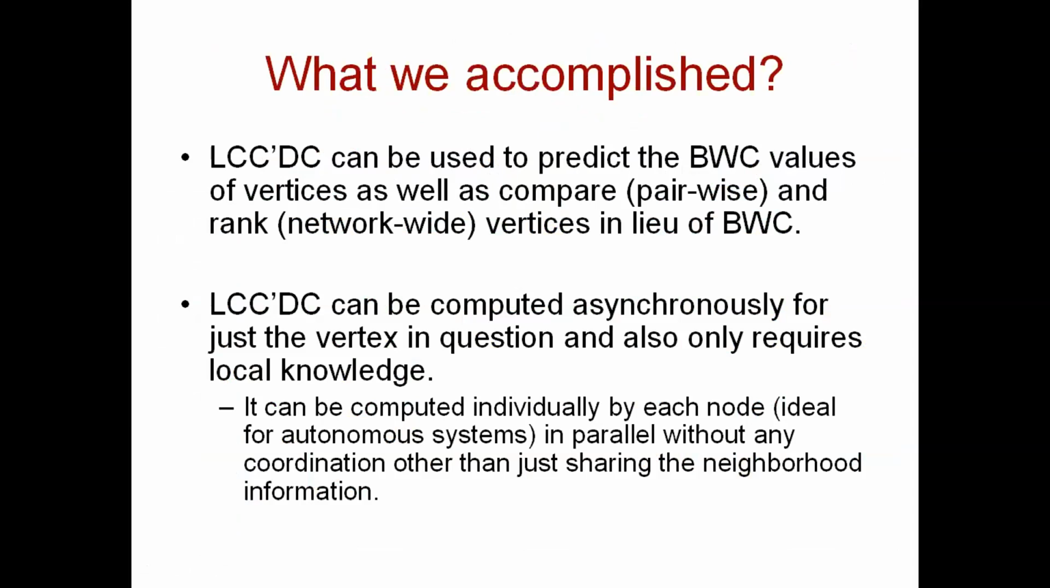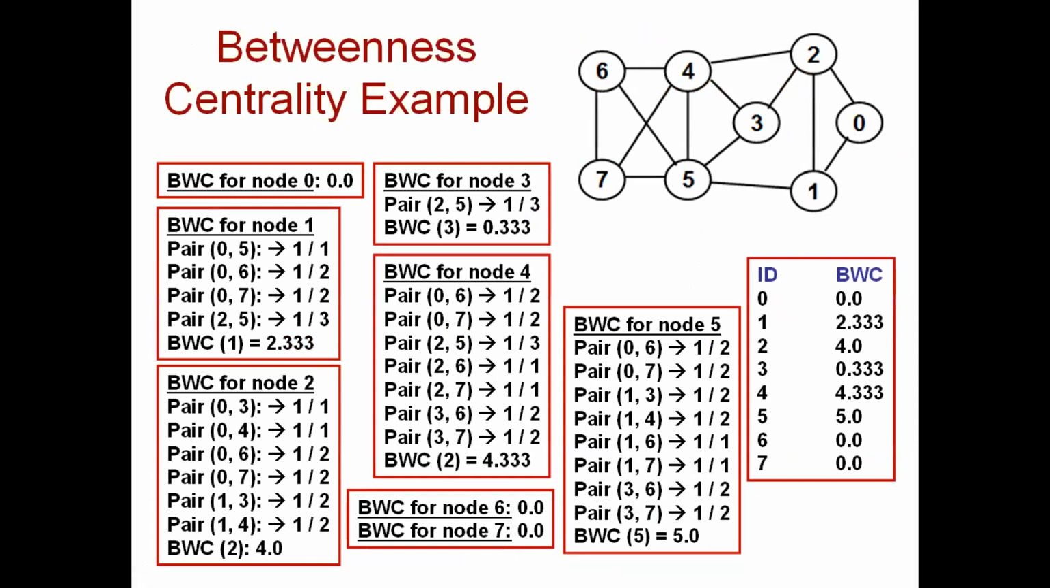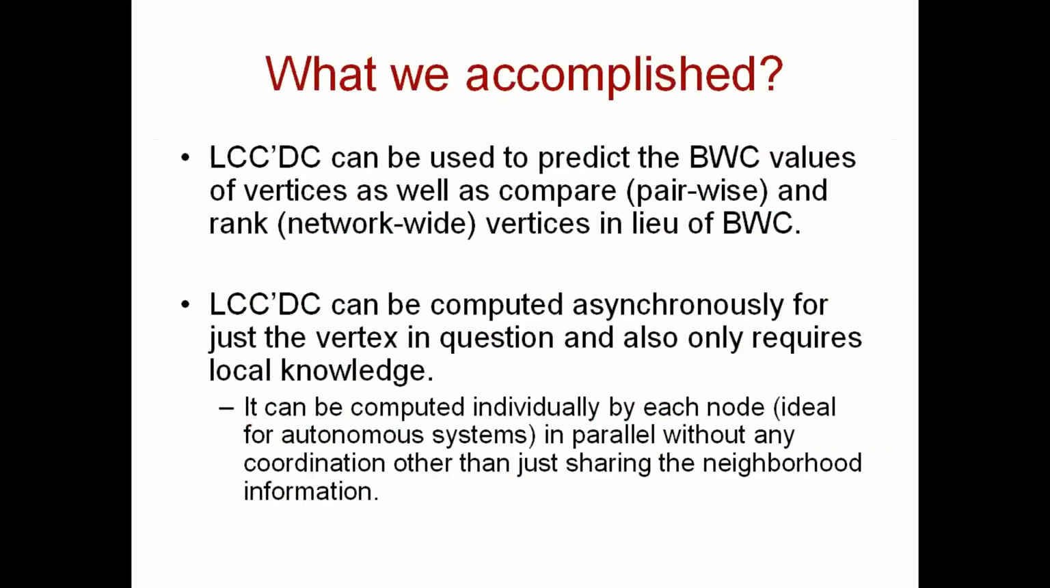Instead of computing betweenness, we can go through LCC prime DC. And the computation is asynchronous in the sense that if you need the LCC prime DC of just two vertices and compare, you just need to compute the local clustering coefficient of those two vertices and get this metric. Whereas for betweenness, you have to run the algorithm on all the vertices, come up with fractions like this, add up all those fractions and so on. So you cannot just compute the betweenness of one single vertex. You have to compute the betweenness of all the vertices together. That's the drawback of betweenness and the computational complexity involved there.